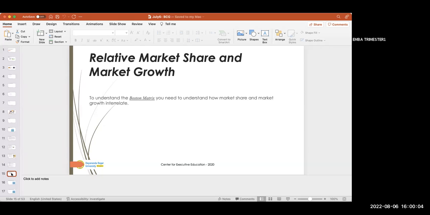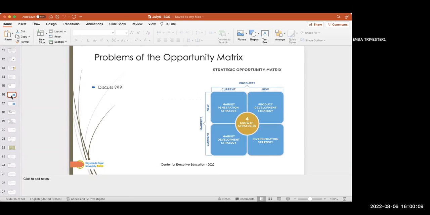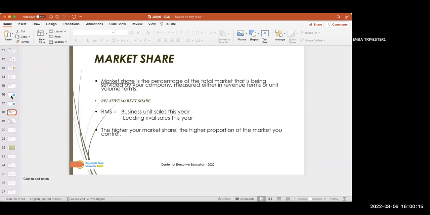If you don't understand these terminologies, we will not be able to move into the further sectors. Okay, market share is the percentage of the total market that is being serviced by your company, either in terms of revenue or volume. Relative market share is compared to, which is the competitor to Licious?